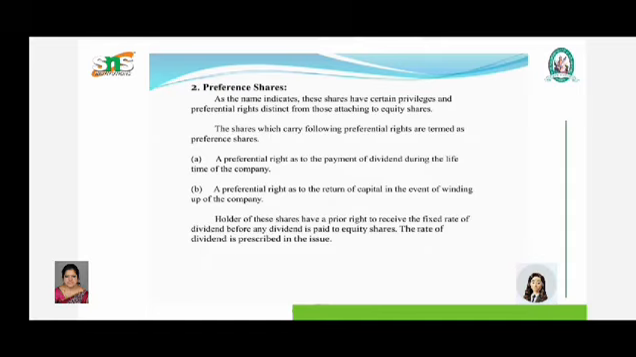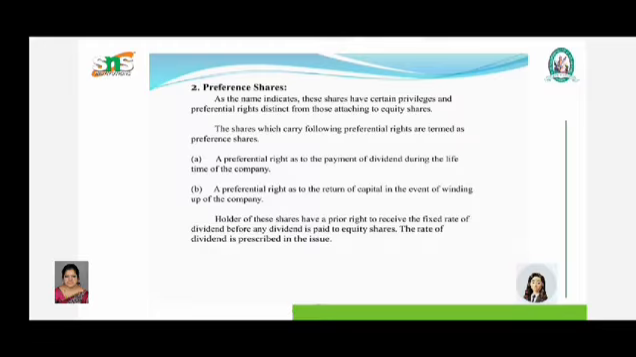Next we are going to see what is medium-term finance. These are the sources of finance that fulfill the financial requirement for more than 1 year but less than 5 years. Examples of this are loans from banks, public deposits, or loans from financial institutions.